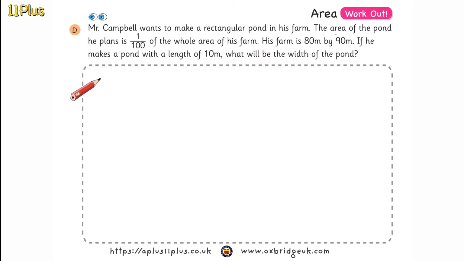Welcome back. Mr. Campbell wants to make a rectangular pond in his farm. We know that the area of the pond is 1/100th of the whole area of his farm. And we know the farm is 80 meters by 90 meters and the pond length is 10 meters. We need to calculate the width of this pond. Like I mentioned earlier, it helps if you draw a diagram just visualizing what's going on.